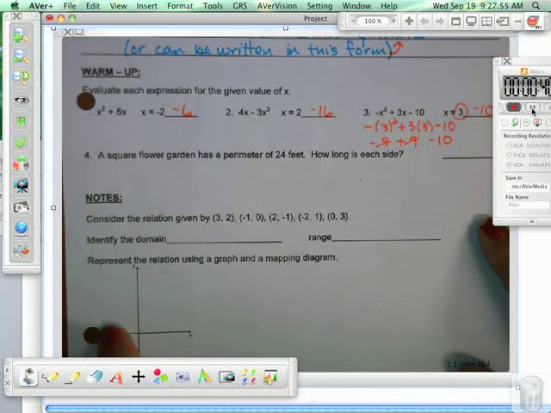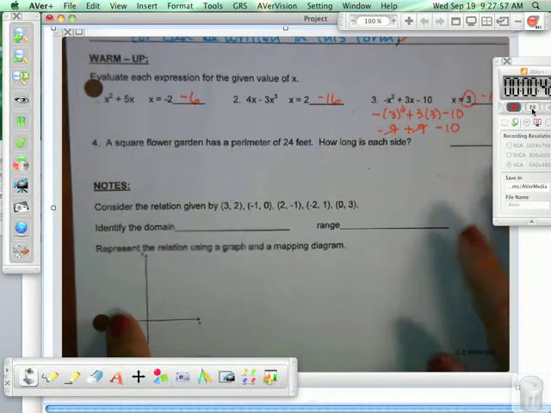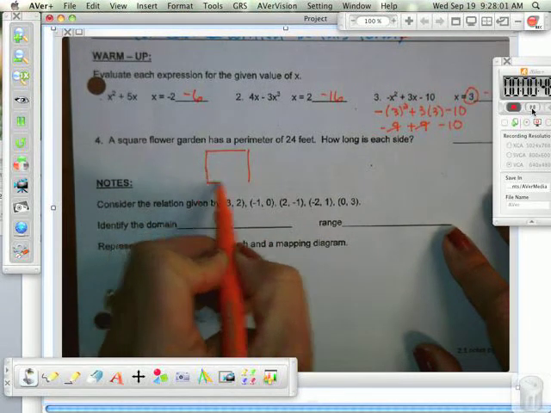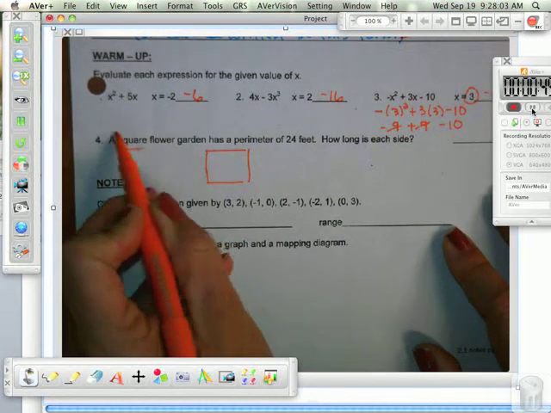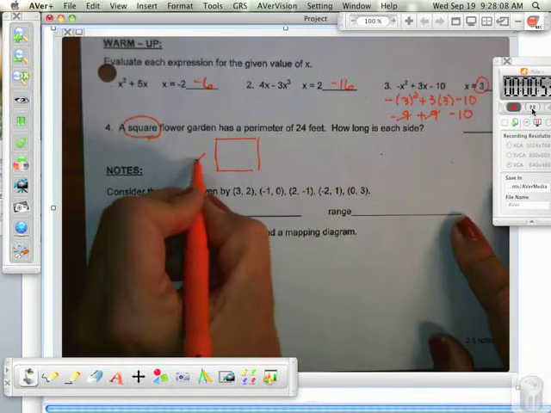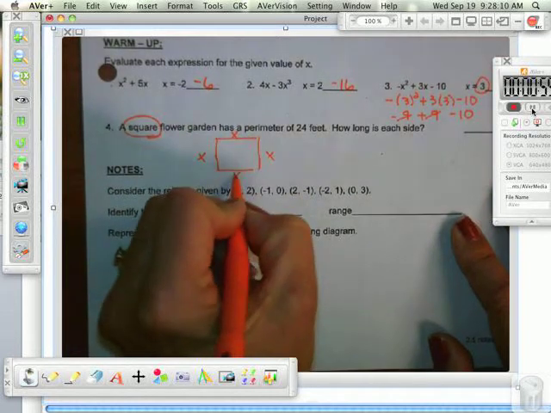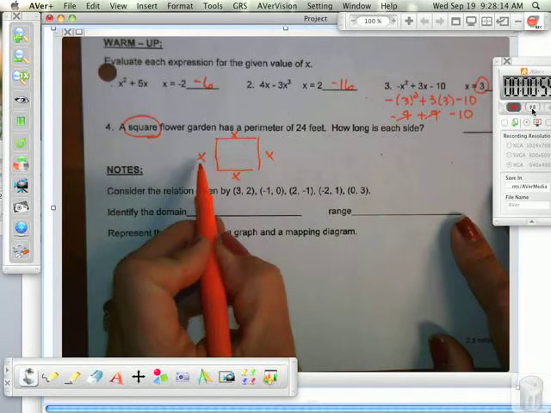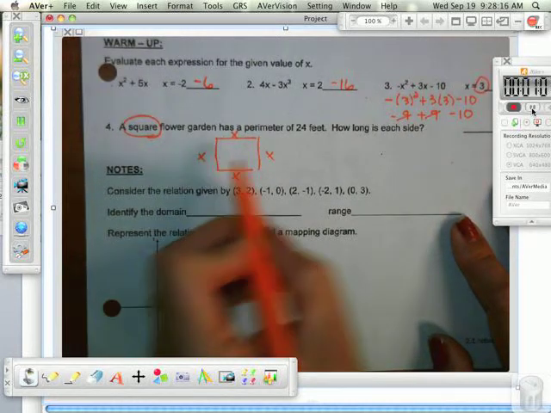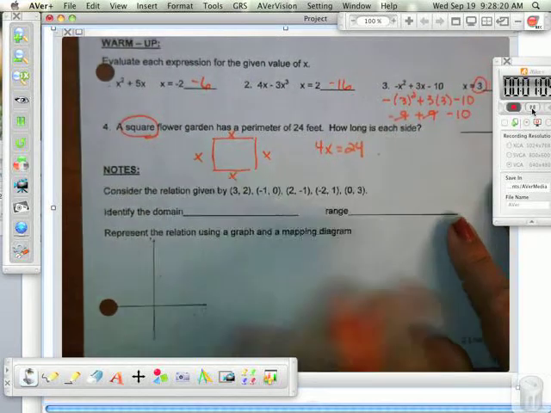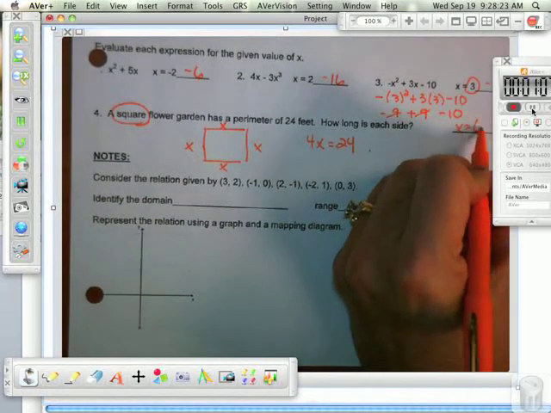All right, how about number 4? A square flower garden has a perimeter of 24 feet. Wait, what's the key word here? Square. So all the sides are what? Same length, right? So I can represent that with x. So I could write x plus x plus x plus x, or I could write 4x equals 24. And then divide: x equals 6 feet.